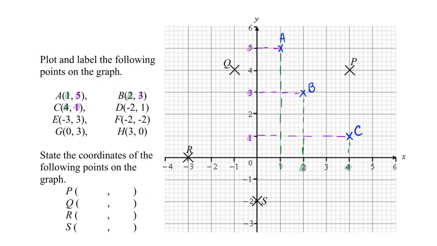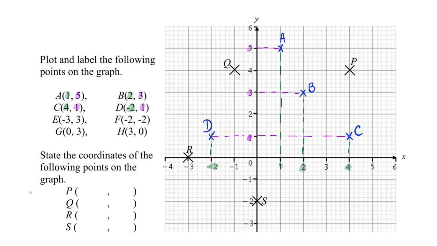And we continue for -2 and 1. For point D, x is -2 is here. Y is 1. So meaning I need to go up by 1 so that it can hit the 1. So this point here will be point D.